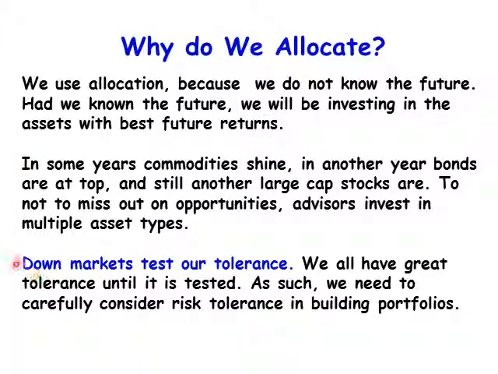Here is one thing we need to consider really carefully. Down markets test our tolerance. We all have a great tolerance until it's tested. In up markets, we all have tolerance. As soon as the market turns down, that's when our tolerance gets tested. As such, we need to carefully consider risk tolerance in building portfolios. We need to have bonds, which are considered shock absorbers. We need to build up our shock absorbers in our portfolio. Let us continue from here.